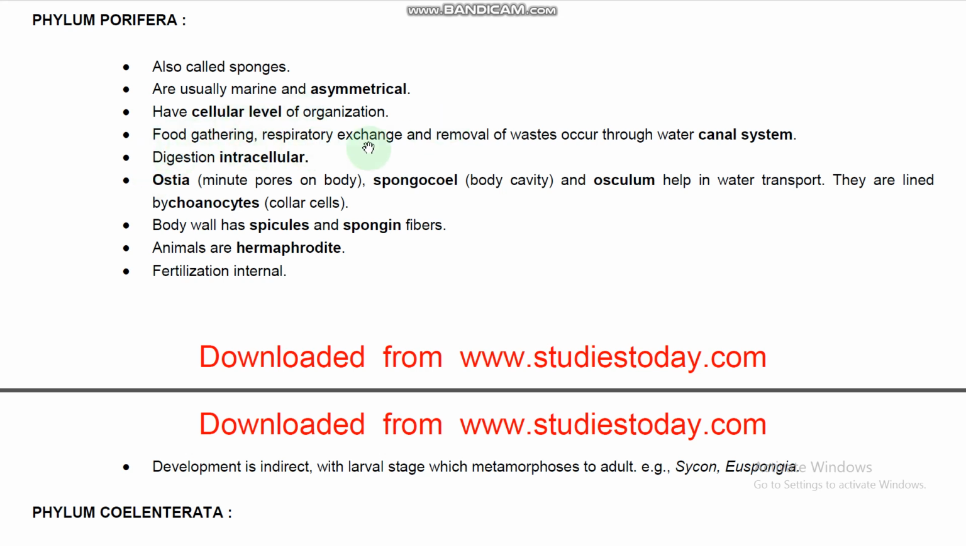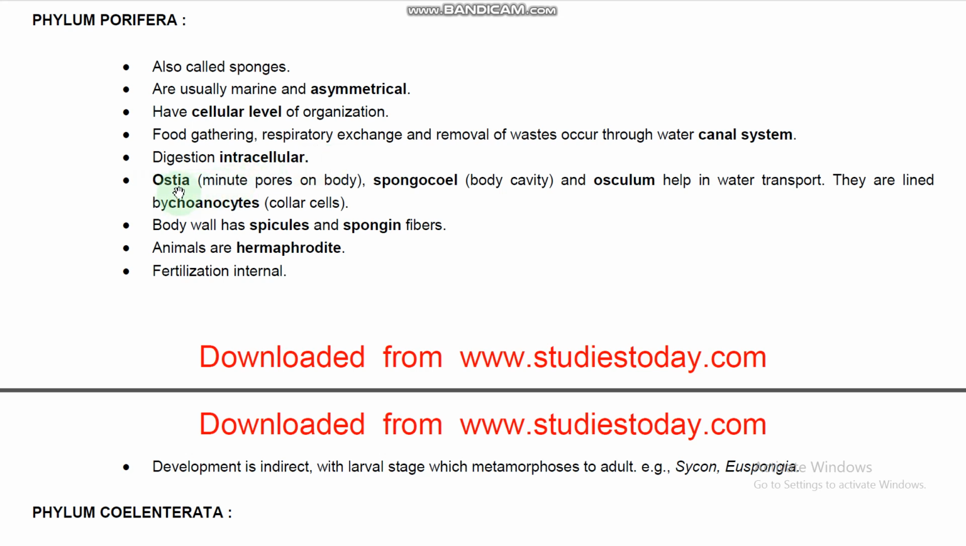Food gathering, respiratory exchange and removal of waste occurs through the water canal system. So the water canal system is one of the unique characters of phylum Porifera. What is the function of the water canal system? Food gathering, respiratory exchange and removal of wastes, that is the excretion process. And digestion is intracellular. The digestion process takes place within the cell, that is called intracellular, not within the body cavity. Okay, right.